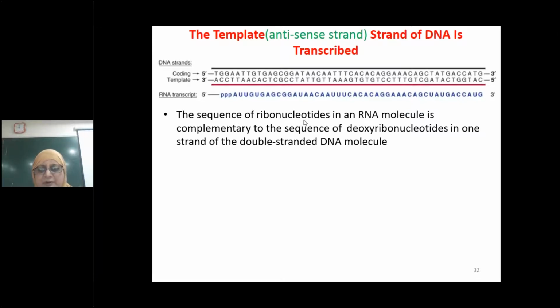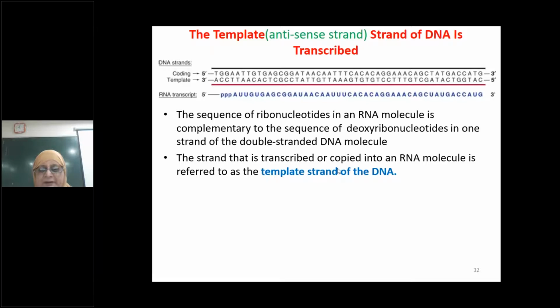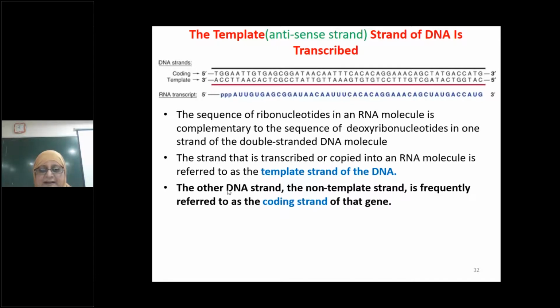Now the sequence of ribonucleotides in an RNA molecule will be complementary to the sequence of the deoxyribonucleotides in one of the strands of the double-stranded DNA molecule. To which strand will it be complementary? It will be complementary to the template strand. The strand that is transcribed or copied into the RNA molecule is referred to as the template strand, while the other strand is frequently referred to as the coding strand of the gene.